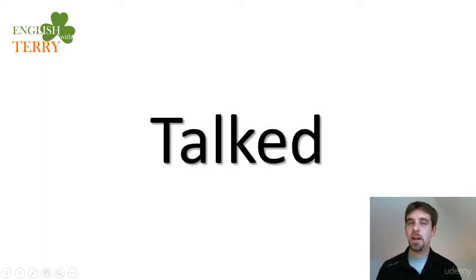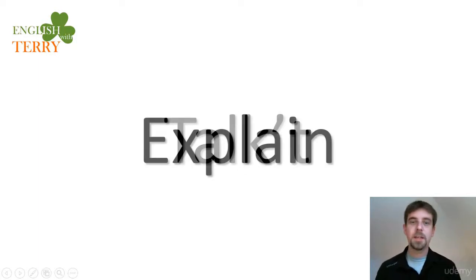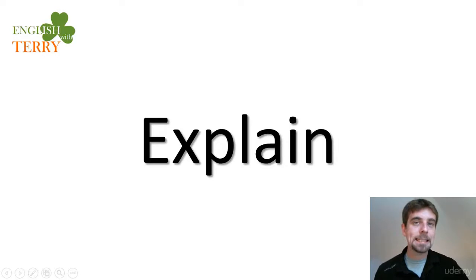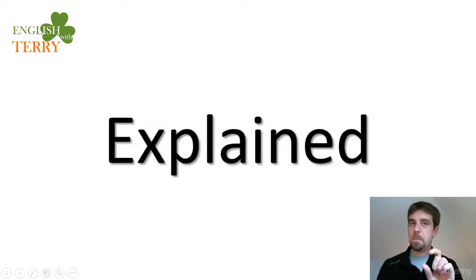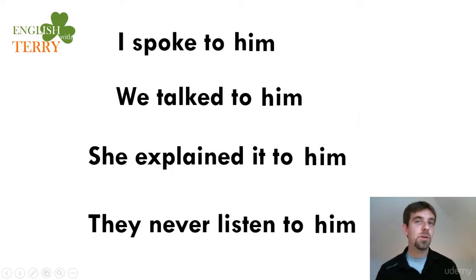Talk. Now we have "ed", but let's imagine the "ed" is a T. So talked, talk, talked. All right? Explain with the "ed", but let's imagine the E disappears and it is explained. Explained. Are you listening and repeating? Train always. Explained. So, if we have the word "to" and "him", what will happen?